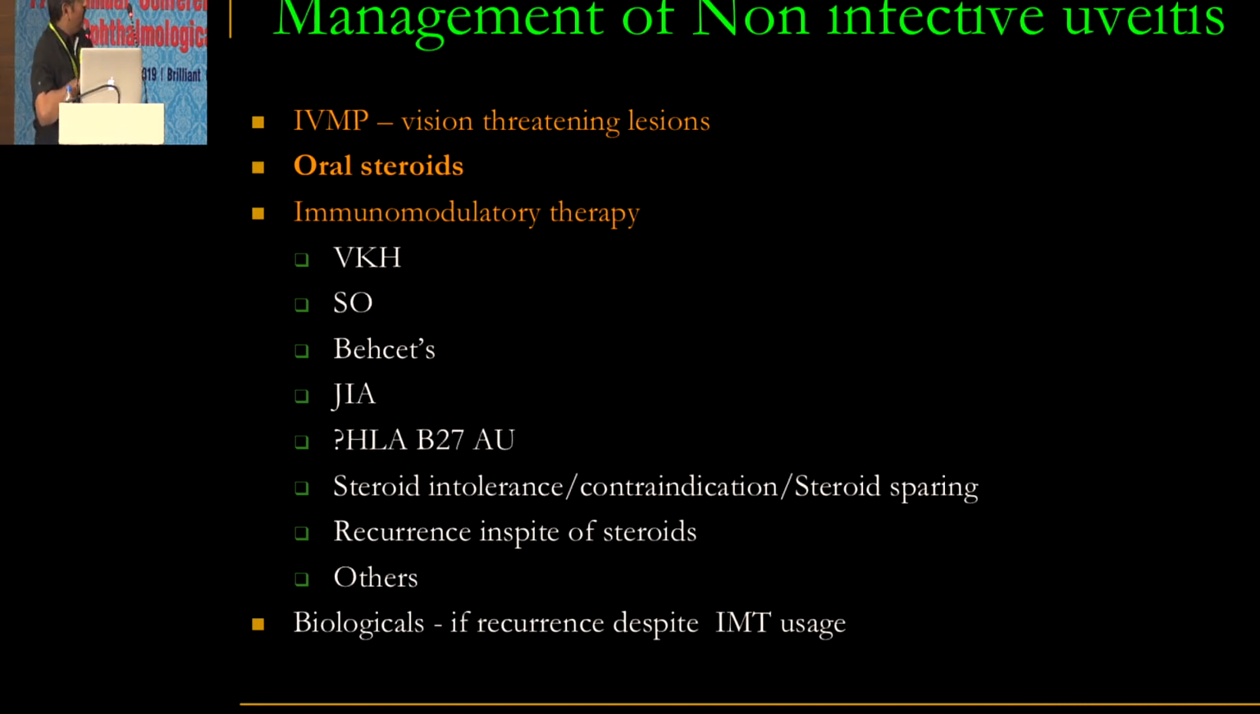Management of non-infective uveitis, vision-threatening lesions: IV methylprednisolone, oral steroids. After that, if it's not recurrent, there's something called primary immunosuppressive therapy that you need to know. In VKH, sympathetic ophthalmia, Behçet's, JRA, and HLA-B27 recurrent, in all these four or five, you need primary immunosuppressive therapy. Otherwise, you give it when it is steroid intolerant or steroid sparing, or when there is recurrence. And if it doesn't respond to this, biologicals. In India, you'll have to be careful about biologicals because of TB reactivation and other things. If there are two diseases where you'll have to think of giving biologicals, then probably it is JRA and Behçet's.